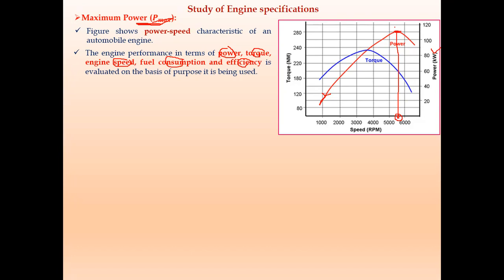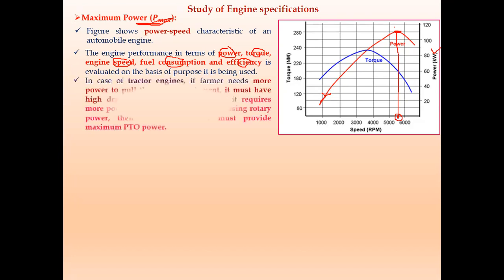Based on these parameters, we can evaluate on the basis of purpose why we use this engine. So based on that, we can have different engine performances. Now, for example, if we have a tractor engine, and the farmer needs more power to pull the tillage implement, it must have a high drawbar power.